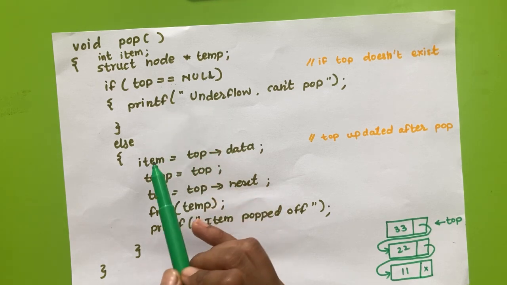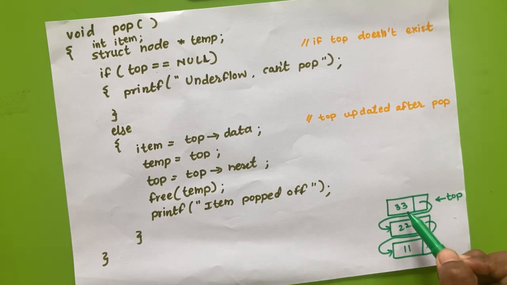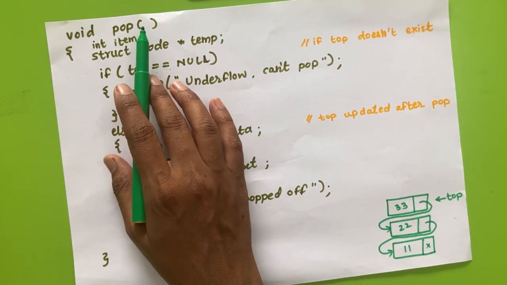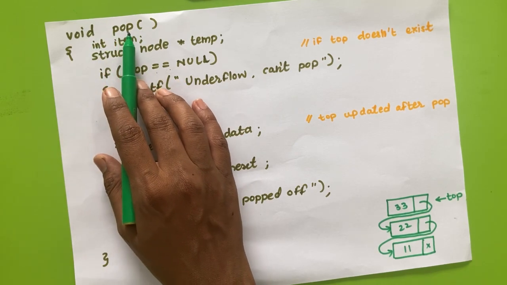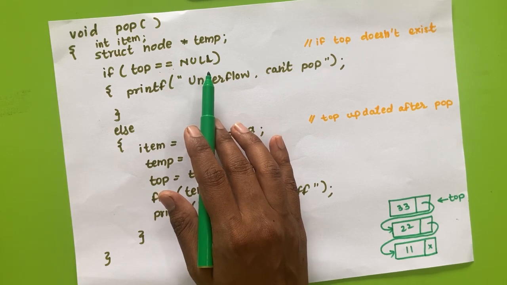Else, suppose our stack contains 3 elements. So this is our current situation of the stack. If this is the case and we want to perform the pop operation, then it will go to the else part, because top is not equal to null.